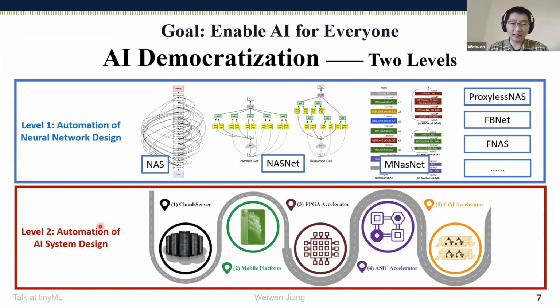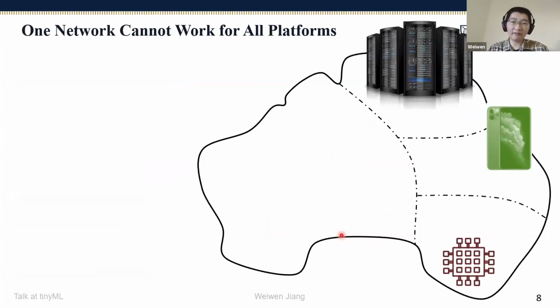When it comes to hardware, there are a lot of constraints like latency, energy, privacy, and so on. My research work takes these constraints into consideration, and I focus on paving the road for system design from cloud computing to edge computing and tiny devices. Now I will show the importance of the second level of optimization.